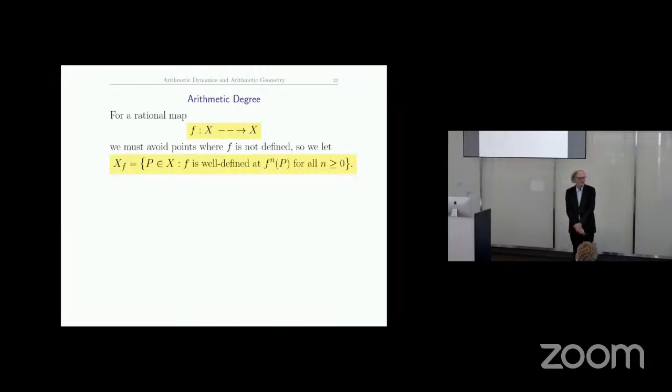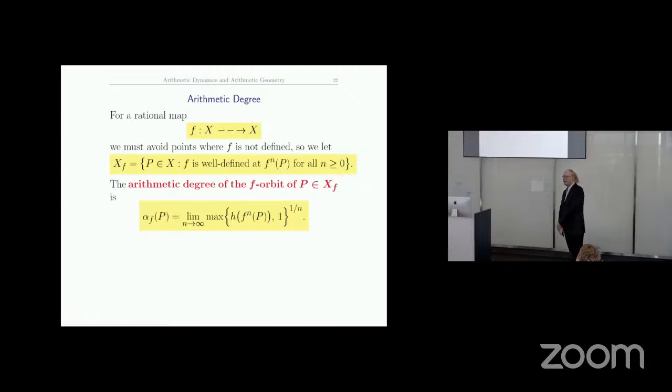And there's one little glitch, that a rational map is actually not defined everywhere. There may be a subvariety of indeterminacy. So I'll define X sub f to be the points where all of the iterates of the map are well defined. It's actually known that there are a lot of such points, although, well, over C, that's not so hard. Over number fields, it's more difficult. But anyway, the theorems I'm going to say are not vacuous because these sets are not empty.